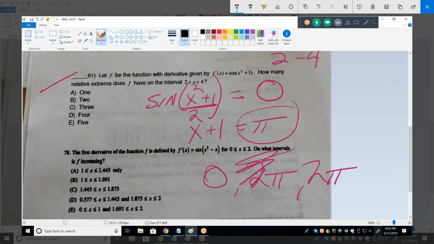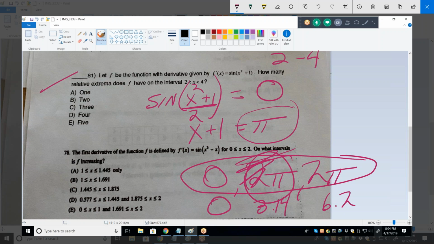Well, the only one I can see that's in our interval is pi. Right? Because 2 pi is 6.2. Pi is 3.14. 0 is 0. So those 3 points where the sine would be equal to 0, only one of them is in our interval. I'm going to answer that right there. Okay, and I'm pretty sure that's correct.